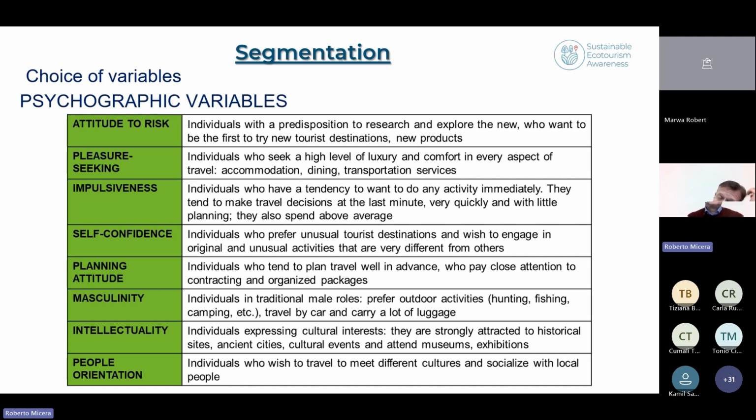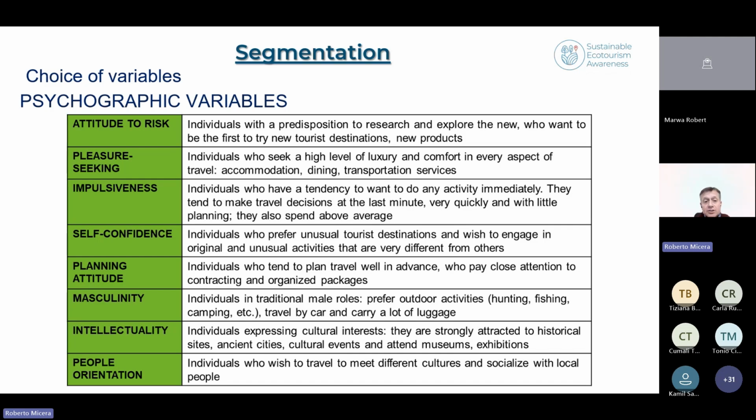We have also other psychographic variables, like attitude to risk: individuals with a predisposition to research and explore the new, who want to be the first to try a new tourist destination or new product. Pleasure seeking: individuals who seek a high level of luxury and comfort in every aspect of travel, like accommodation, dining, transportation services. Impulsiveness: individuals who tend to want to act immediately. Self-confidence: individuals who prefer an unusual tourist destination and wish to engage in original activities very different from others.